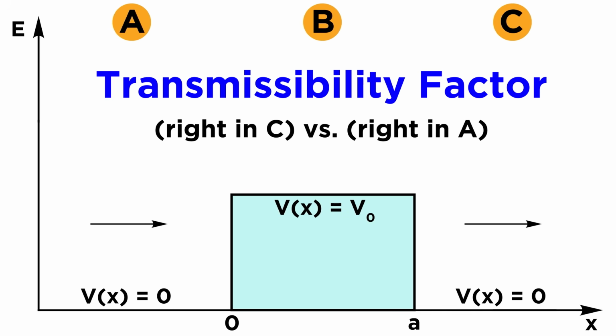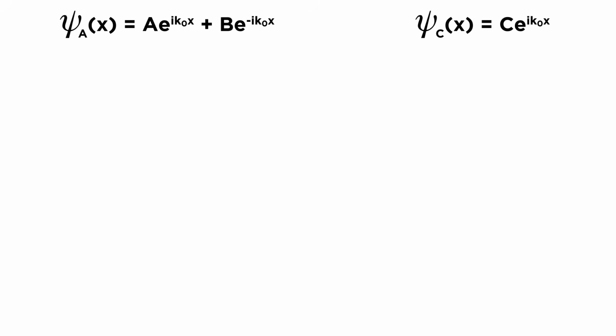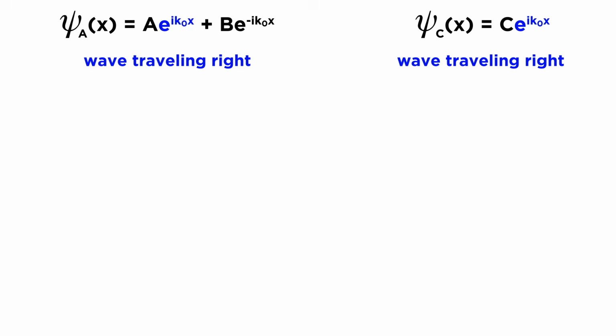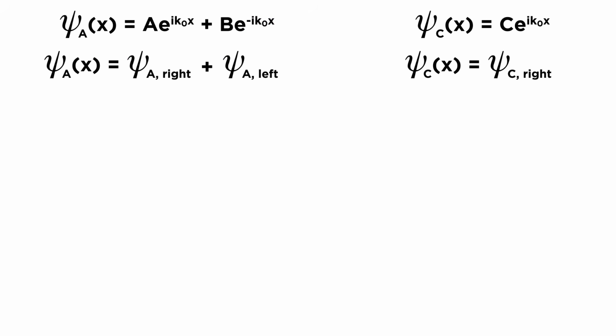This won't be too difficult actually, so let's recall what the wave functions look like in regions A and C. Now, to simplify a bit, we can also recall that we have defined a wave traveling to the right as being equal to e to the ikx, and a wave traveling to the left as e to the negative ikx. So we can actually rewrite these wave functions as follows, where psi A of x equals psi A right plus psi A left, and psi C of x equals psi C right. Now let's do a trick.